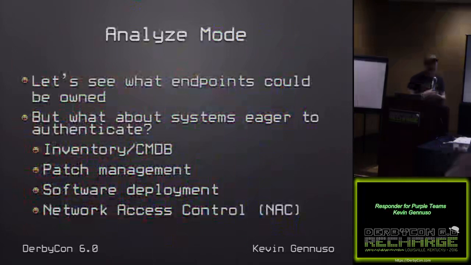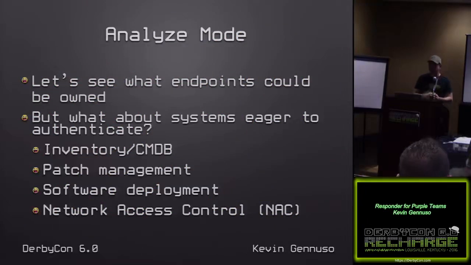So let's talk about analyze mode for a second. And this is really where the blue team comes into play. Let's take a look at what endpoints could be compromised. But what about systems that are eager to authenticate, which tend to be blue team systems? So inventory systems. I want to know what's out on the network. Kind of a blue team type function, right? Patch management, software deployment. I want to deploy software to your endpoint. And then there's network access control, another blue team tool, and the one that betrayed me.